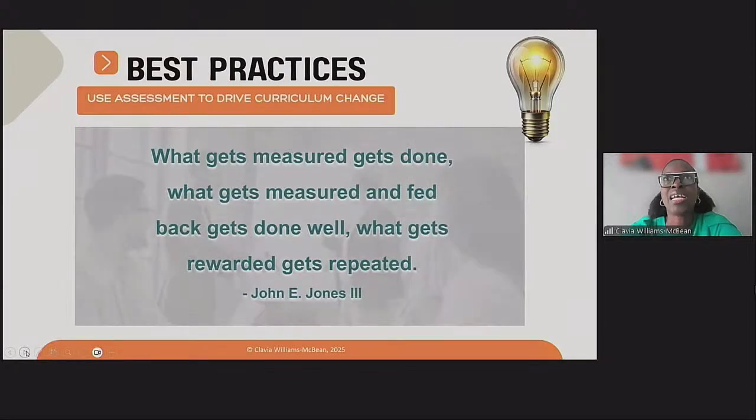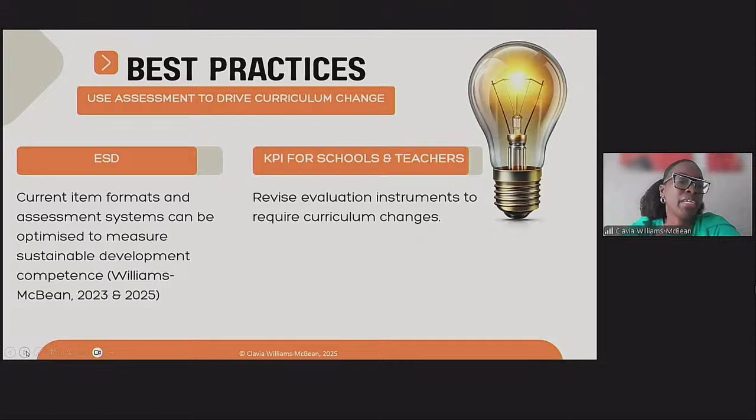So I have proposed that assessment, rather, must be used to drive curriculum change. We have an adage in measurement that what gets measured gets done. What gets measured and fed back with feedback gets done well. What gets rewarded gets repeated, rather. So what do we do? Now, I've written two papers that show how the existing assessment system, specifically that as used by the CXC, where they have traditional assessment in paper 1 and paper 2, but alternative assessment in paper 3, can be repurposed to measure sustainable development competence.